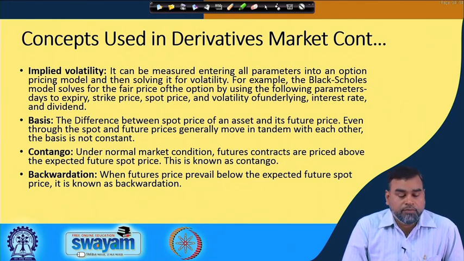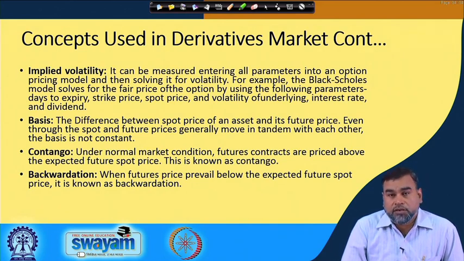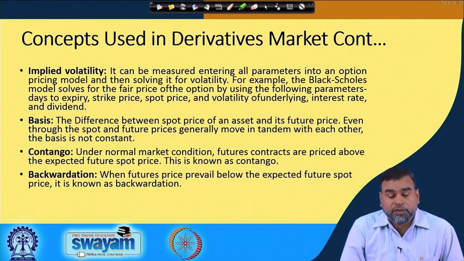It can be measured by entering all parameters into the option pricing model. You see that you have the volatility, that is basically the standard deviation of a particular data series over time. But there are certain formulas available for option pricing and other kinds of derivative instruments. So, there also the standard deviation of the instrument is used.